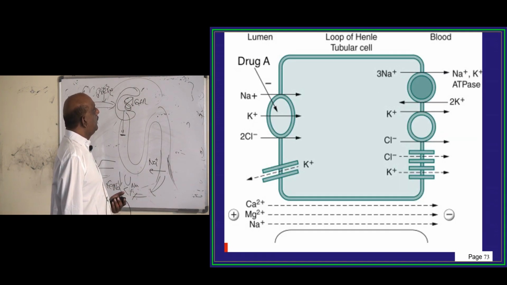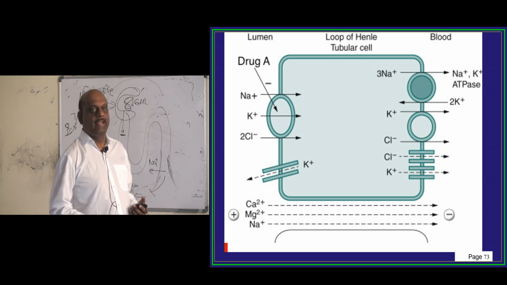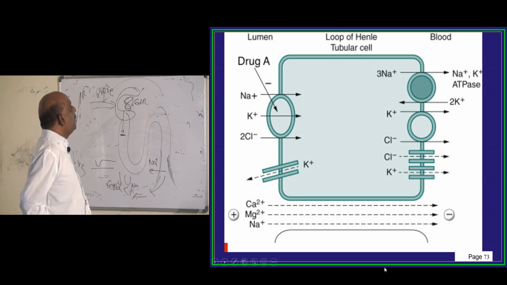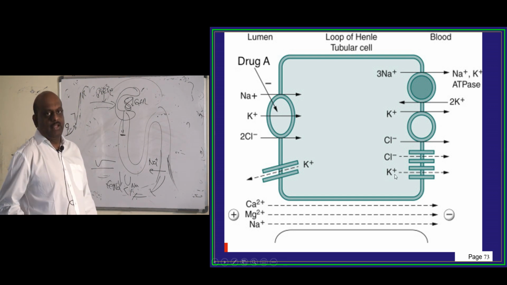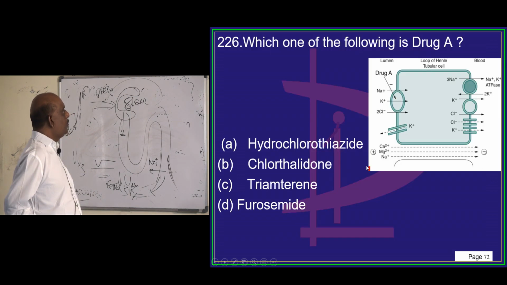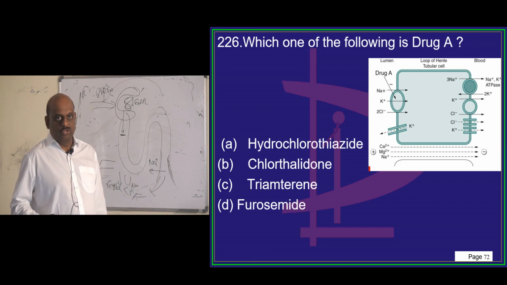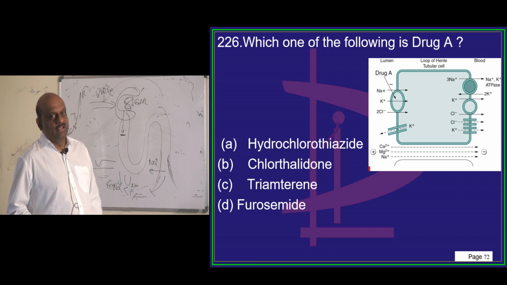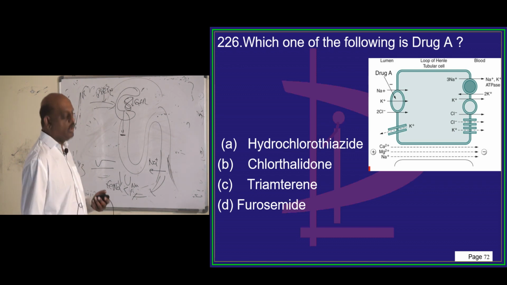Now, you are being shown a drug called drug A, which is typically acting on the sodium potassium 2 chloride channel in the loop of Henle. So, whose mechanism of action does this drug A represent? It's an easy question. Furosemide is the one, which is a loop diuretic, is what you have to remember.